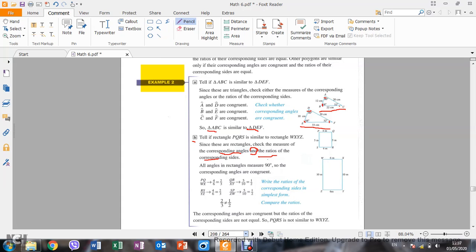Okay, for corresponding sides, at first PQ. We write PQ over WX, equal to what? PQ is 4 meters, so 4 over WX, which is 6 meters. When we divide both numbers by 2, we change this fraction to simplest form, equal to 2/3. Okay, 2/3.